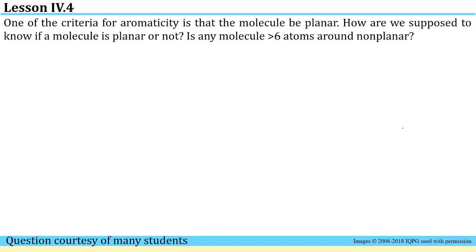Here's a question from lesson 4.4. This is the lesson talking about aromaticity and how one determines whether a molecule is aromatic or not. Specifically, this is saying, one of the criteria for aromaticity is that the molecule must be planar, but how are we supposed to know if a molecule is planar or not? And is any molecule greater than 6 atoms around non-planar? These large ring sizes that are flexible confuse a lot of people. A lot of people had this question.